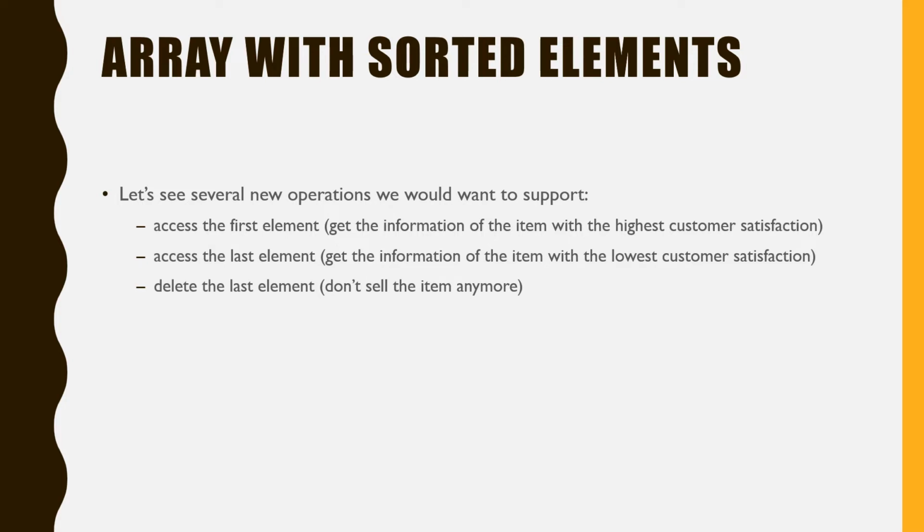In addition to the change for data insertion, we also want our data structure to support three other operations. They are access the first element, access the last element, and delete the last element. Note that these three operations are there just for convenience, and they make more sense when the data is sorted. For example, we can retrieve the item with the highest customer rating by accessing the first element, and then we can pull the worst item from the shelf by deleting the last element.